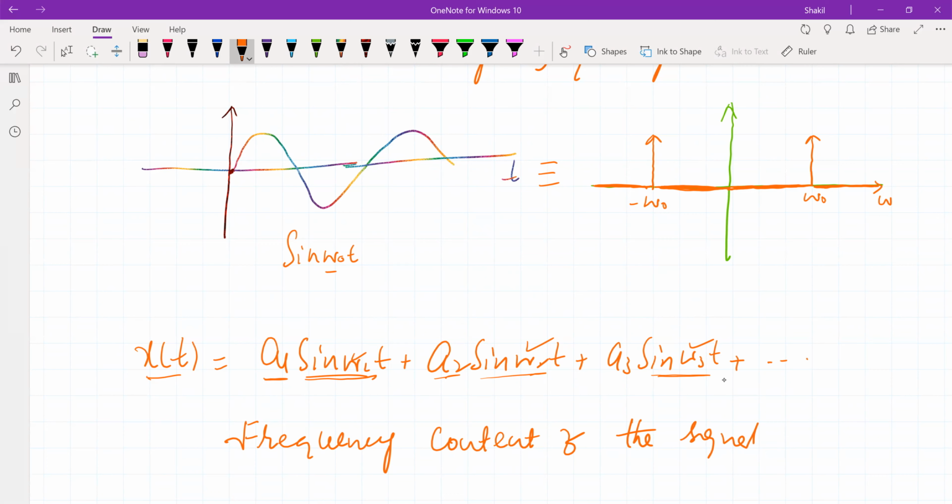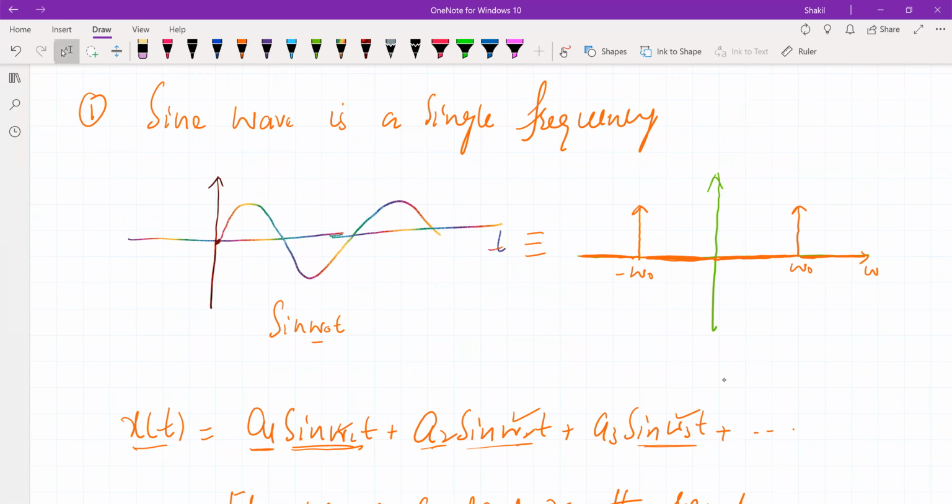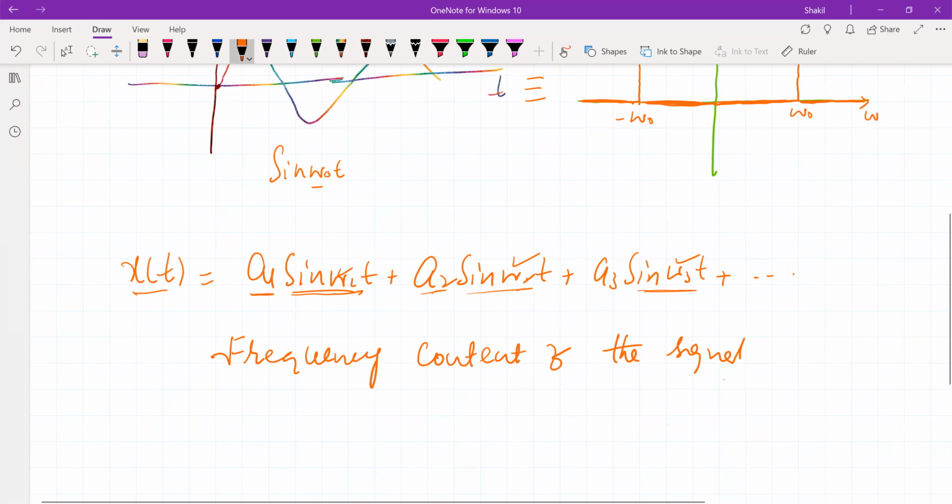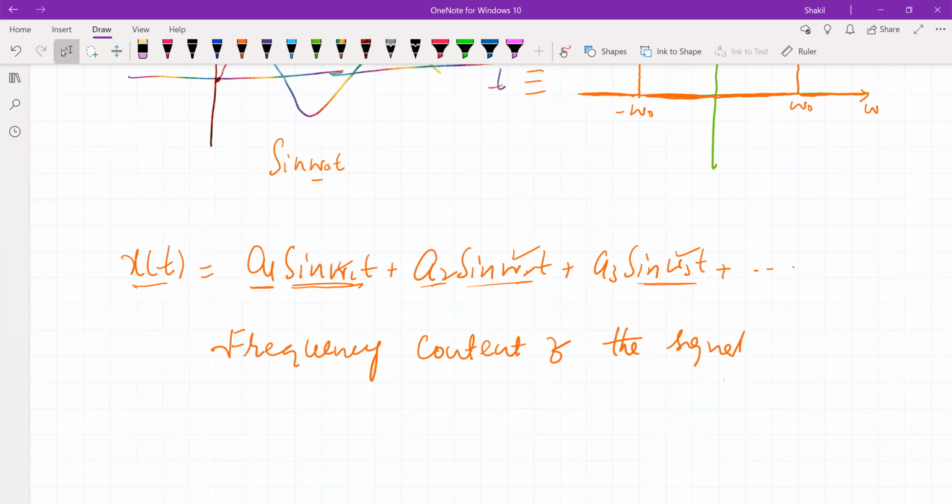As we know, a sine wave is a single frequency. So if this is our sine wave, it has a frequency omega naught. This is the frequency spectrum of this sine wave. So that's why, because a sine wave is a single frequency, when we express x of t as a weighted sum of sinusoids, this tells us the frequency content of the signal, meaning which frequencies are present in the signal.